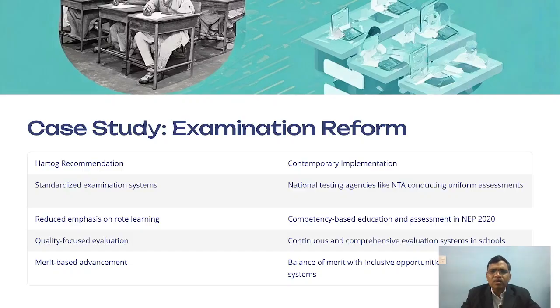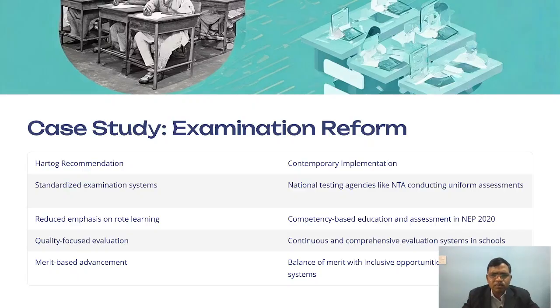So let us see one case study about these particular reforms. Hartog recommendation, contemporary implementation, still it is going on. Standardized examination system: national testing agencies like NTA conduct uniform assessment, reducing emphasis on rote learning. Competency based education and assessment is there in the National Education Policy 2020. Quality focused evaluation: CCE, the continuous and comprehensive evaluation system, is there in schools. Merit based advancement: balance on merit, with inclusive opportunity through the reservation system.